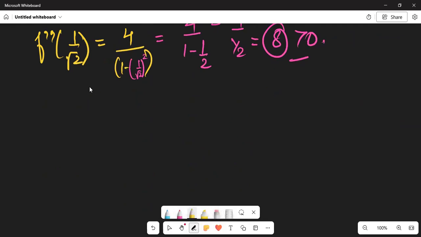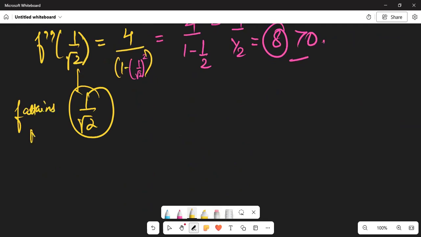The point 1 by root 2, f attains minima or the minimum value at x equals 1 by root 2. But in the question, we have to find the value of m and n. That means we have to find the point where the function attains the maximum value. And 1 by root 2 is definitely not that point because at this point, function is attaining its minimum value. So what do we have to do now?